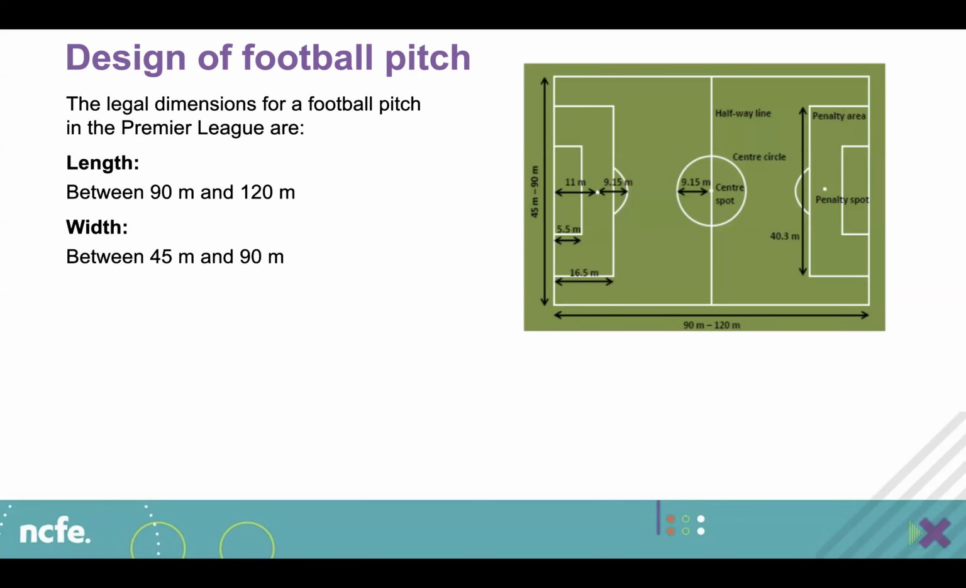The legal dimensions for a football pitch in the Premier League are that the length is between 90 meters and 120 meters, and the width is between 45 and 90 meters. What is the maximum possible area and perimeter? So the maximum possible area and perimeter would be 120 and 90.